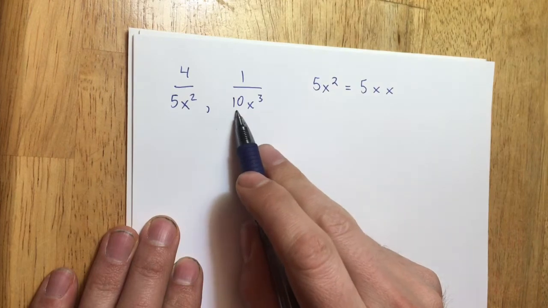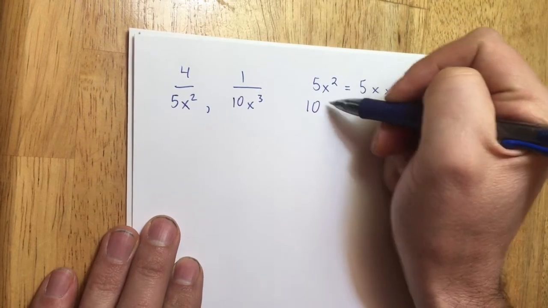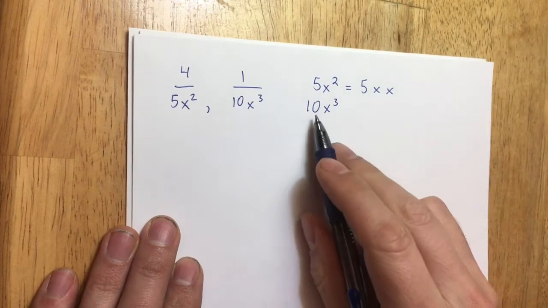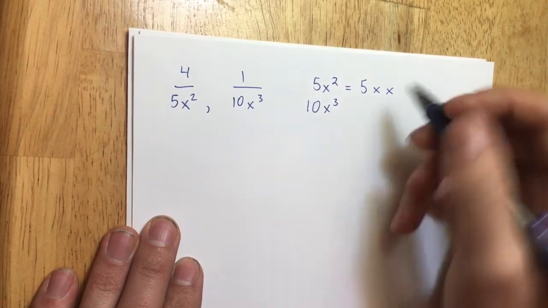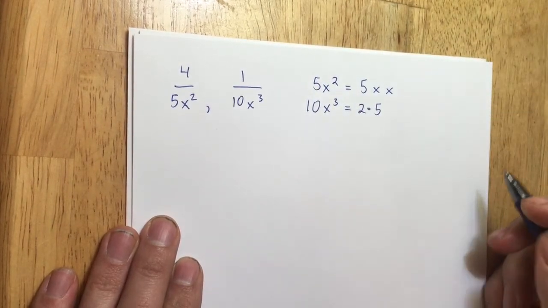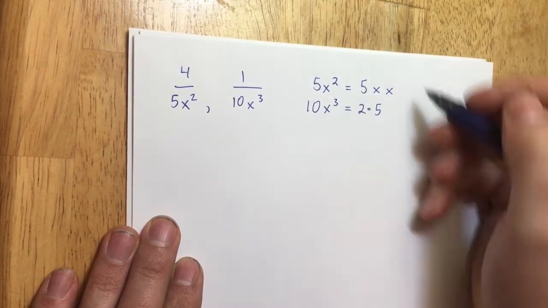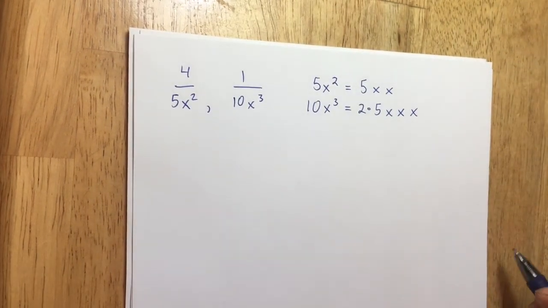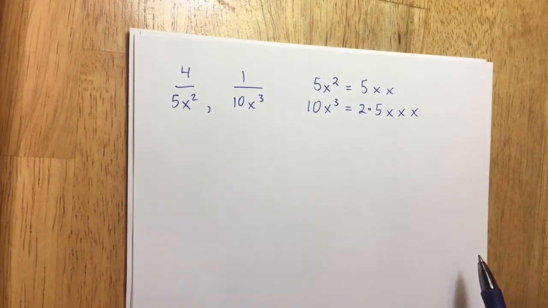Now let's go to 10x cubed. And we're going to write this out. Now, 10 can be factored down. It can be written as 2 times 5, right? So that one can be factored. And then x cubed, I'm going to write x times x times x. Okay, so this is the factorization of 10x cubed.